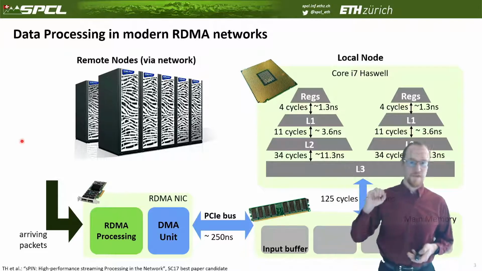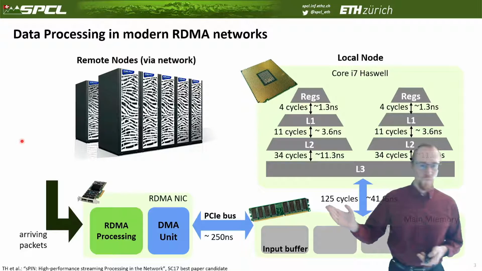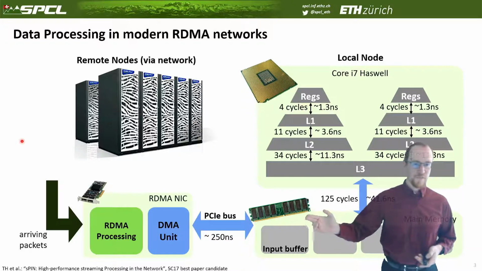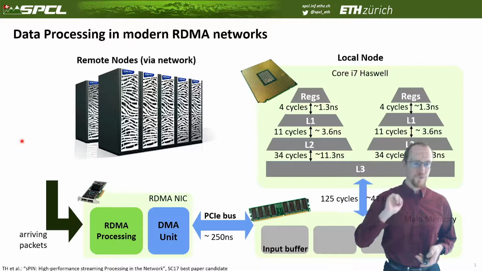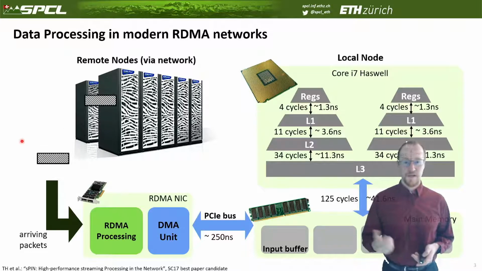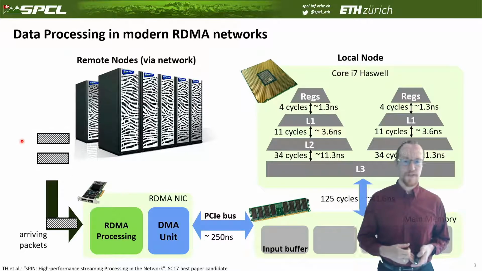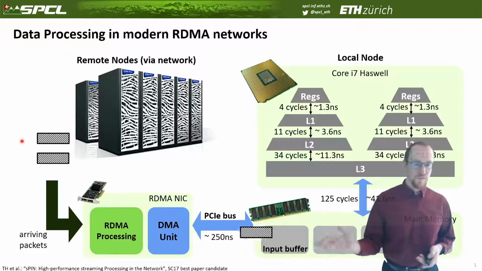In this case, it's a crane machine that looks a little bit like a zebra. We have an RDMA NIC. We have a PCI Express bus, we have memory down here, which is the input buffers, and we have a CPU complex up here, which processes the incoming messages. So when packets arrive through the RDMA NIC, they go through the RDMA processing engine, and then, of course, through the DMA unit into the input buffer.